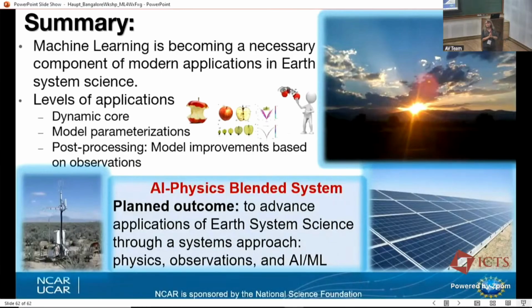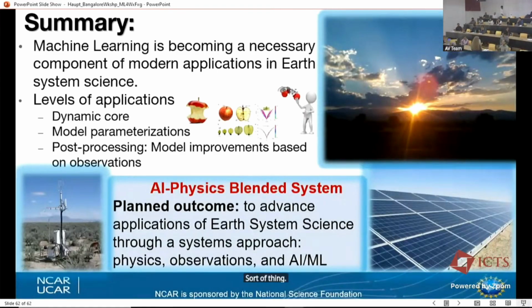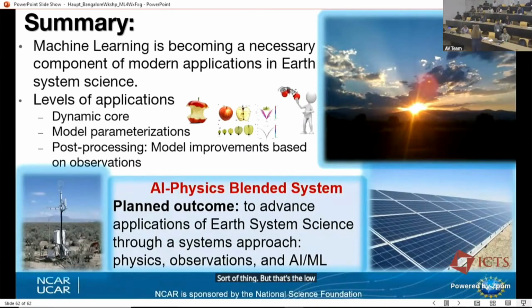I have a query regarding your downscaling. You have shown some very nice results, but that's the low resolution. Did you try with any of the atmospheric data there? Whatever you've shown is a lab setup kind of situation. So, you mean use it with real data? No, and that is hard. And okay, there are actually a lot of caveats here. We trained it with coarsened model data.